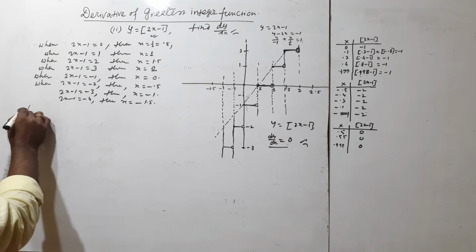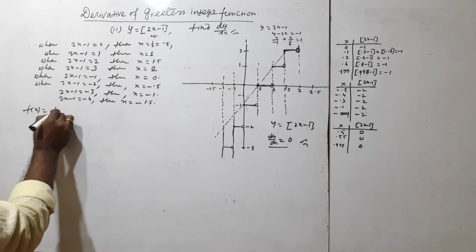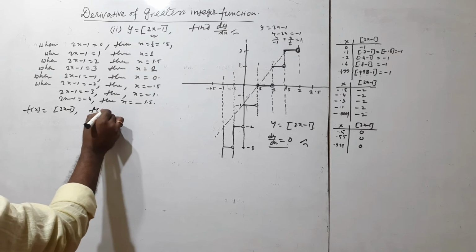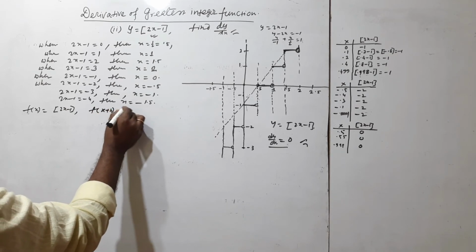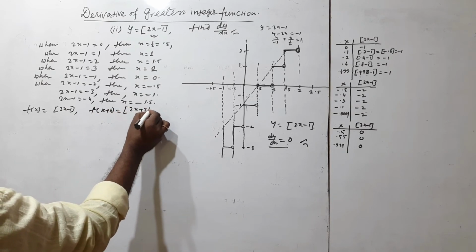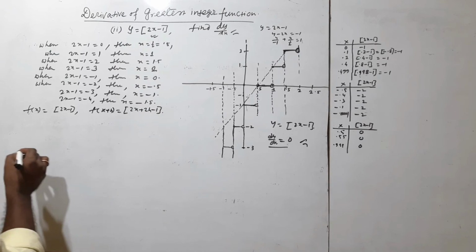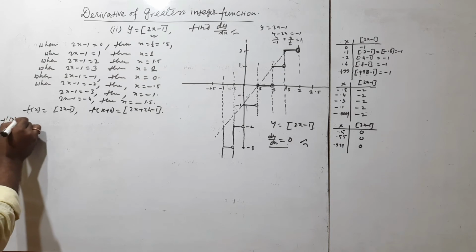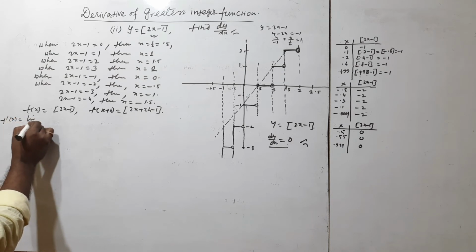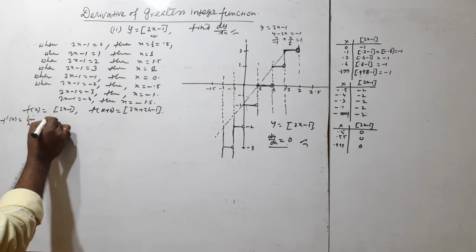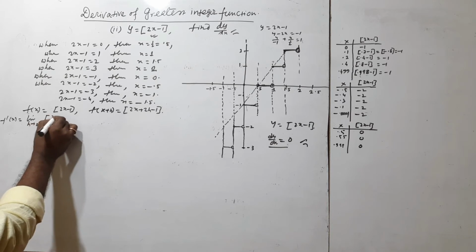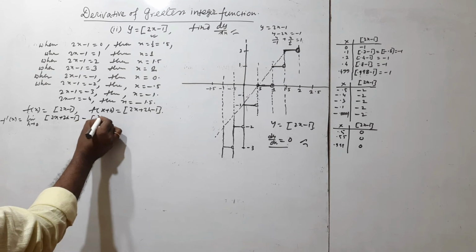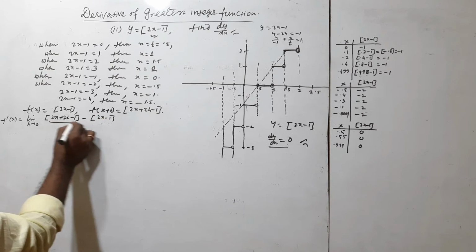Now let's see, f of x is equal to box of twice x minus 1. So f of x plus h is equal to box of twice x plus twice h minus 1. So f dash x is equal to the limit h tends to 0 of box of twice x plus twice h minus 1 minus box of twice x minus 1, over h.